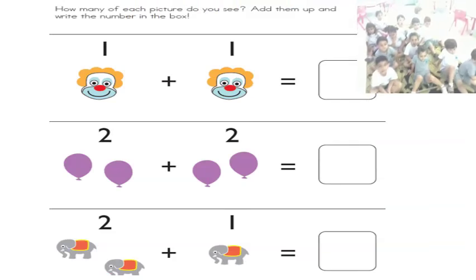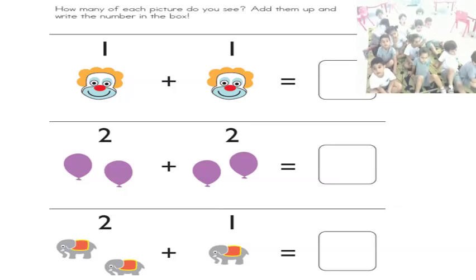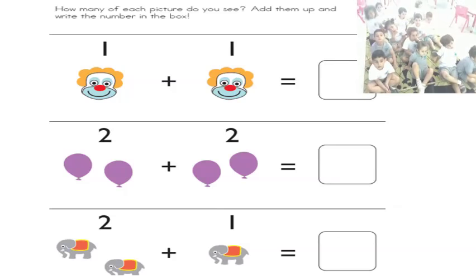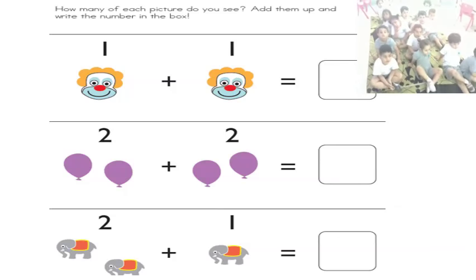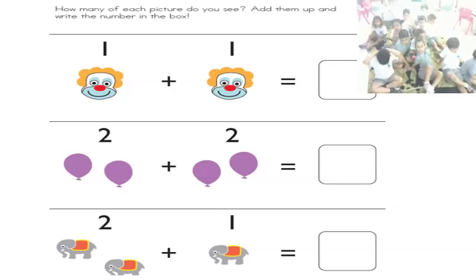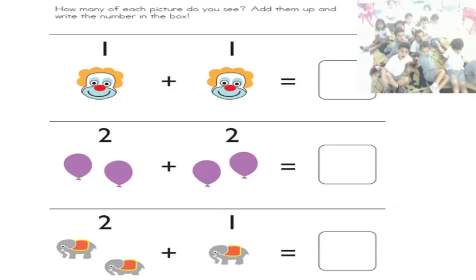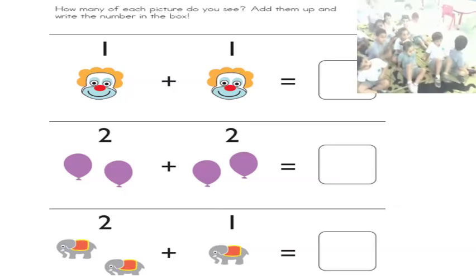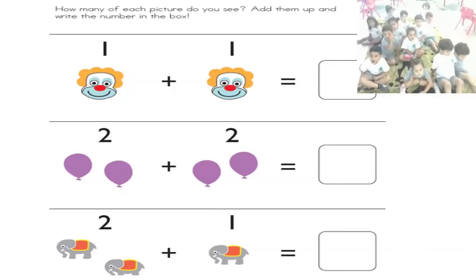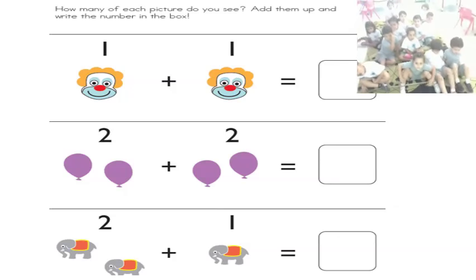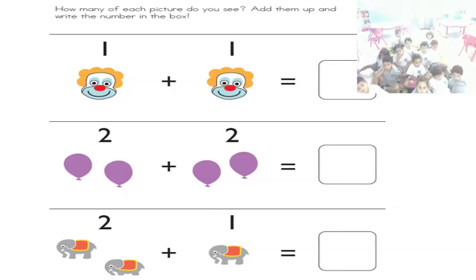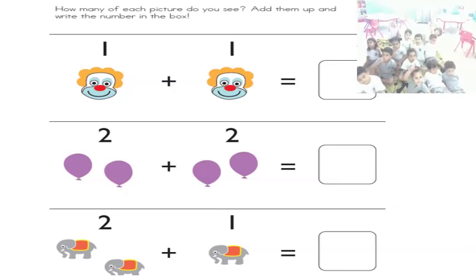Okay. Now we have 3 pictures. We have the clown, we have the balloons, and the elephant. We have to add, okay? To add how many balloons, how many clowns, and how many elephants do we have? When we count them, we are going to write the number in the blank space, in the box. Good? Who wants to come and add?